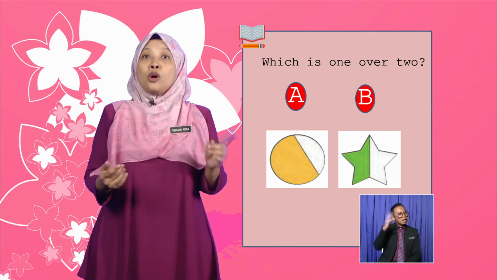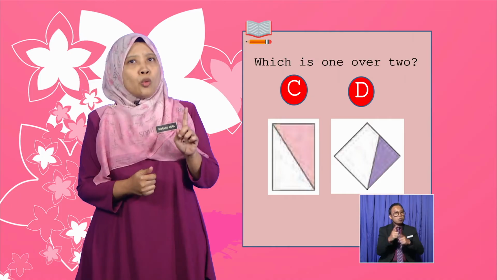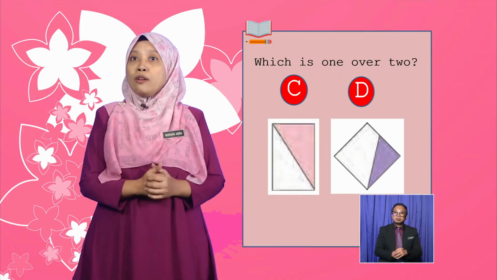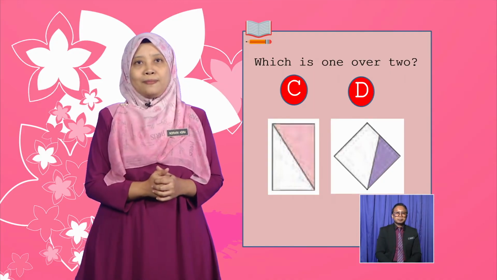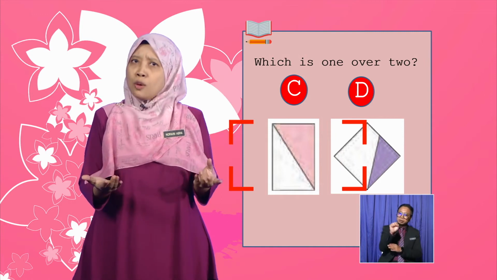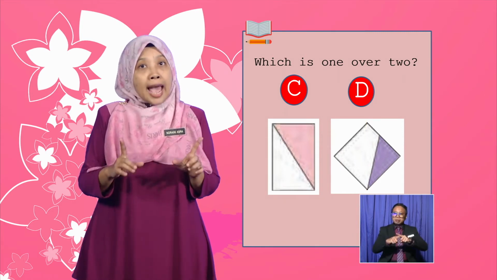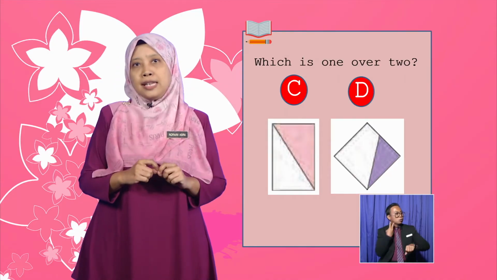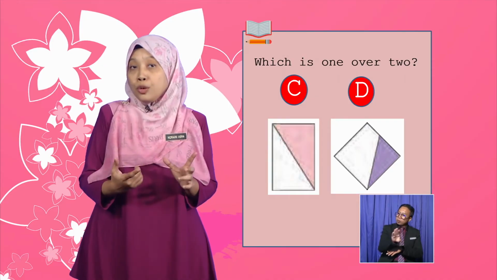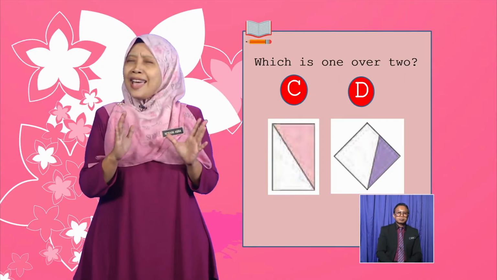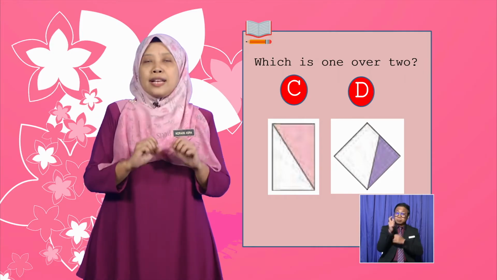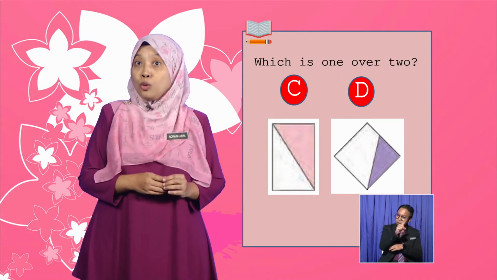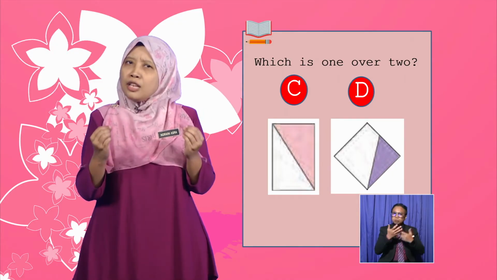Let's continue with other shapes. Which of these shapes can be considered as 1/2? Picture C shows a rectangle. It has been divided into 2 parts. Can we consider this as 1/2? Oh, excellent! The rectangle can be considered as 1/2 because it has equal parts.